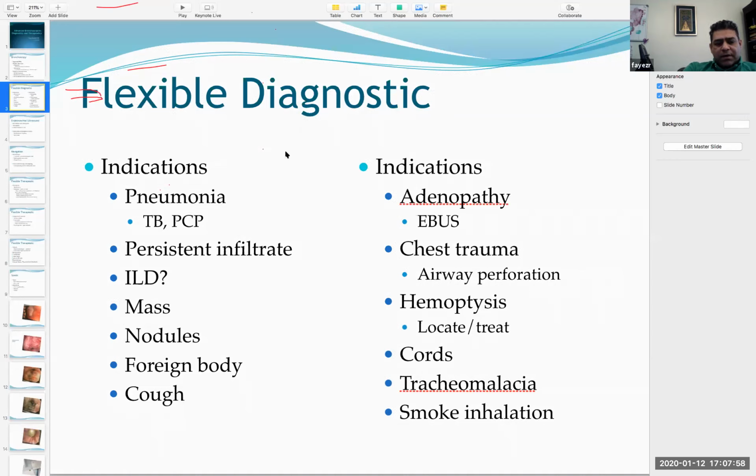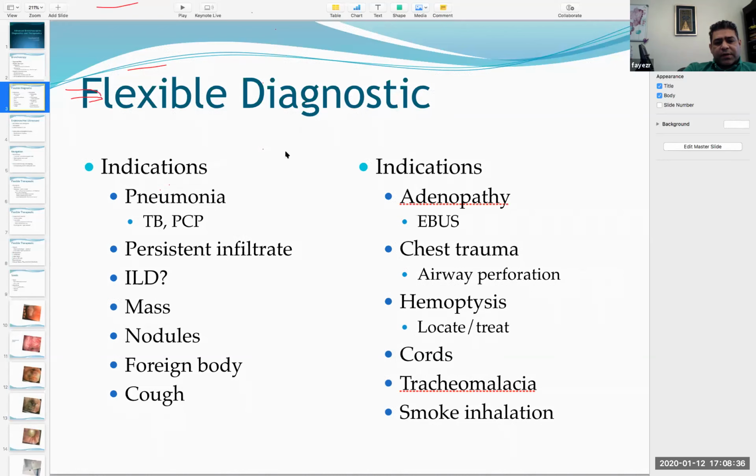A mass in the lung is a very good reason to do a bronch, either a central mass or a peripheral mass or nodule. The difference between a mass and a nodule is about the size. Something less than 2 centimeters is usually called a nodule. If it is greater than 2 centimeters, it's called a mass. A foreign body is also a good reason to do a bronch. Somebody comes in who might have aspirated something, either while eating or accidentally choking on a foreign body. You get a bronch and you can either see it and or treat it.